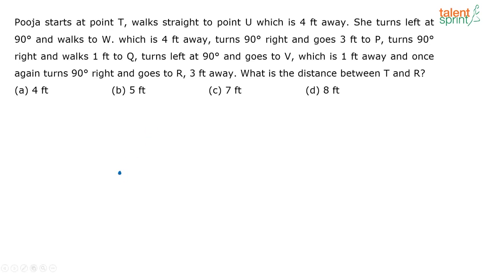So here Pooja is starting from a point T and she walks straight to point U, 4 feet away. So I am just going to consider U is on this side, okay. If this is U, U is 4 feet away. From here she turns left at 90 degrees and walks to W. This W is again 4 feet away. And then she turns 90 degrees right and goes 3 feet to a point P. Again she turns 90 degrees right. 90 degrees right means this side, 1 foot to Q. So this is 1 foot and this is Q.